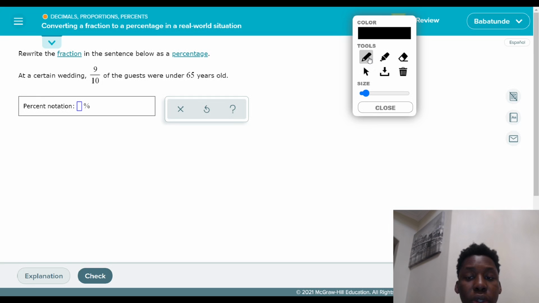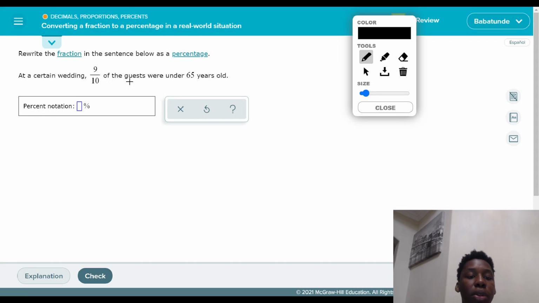Let's read the question. It's important to know the question that you're working with, right? It says rewrite the fraction in the sentence below as a percentage. So the fraction is basically the numbers with the numerator and the denominator, the numbers that have a top and a bottom side attached to it. In this case, the only number here that has a fraction is this, because it has 9 and 10 below. So this question says at a certain wedding, 9/10 of the guests were under 65 years old. So we're going to have to put 9/10 in a percentage form.